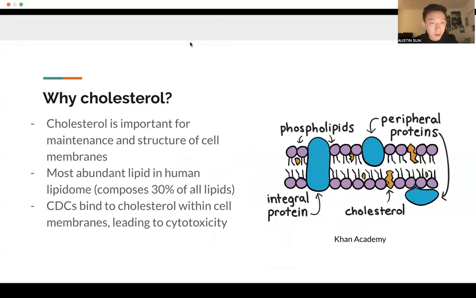Okay, so the primary focus of this entire study is cholesterol. Cholesterol normally is very important for cell function because it maintains the structure of the cell membrane. Cholesterol is also the most abundant lipid in the human lipidome, composing 30% of all lipids. And most importantly, as mentioned earlier, cholesterol is essential for the CDCs to function. So the idea here is that perhaps if we can modulate the amount of cholesterol within the cell, that can give an individual protection against the CDCs and therefore decrease the effects of diseases such as necrotizing fasciitis.